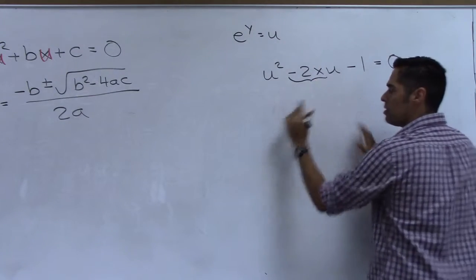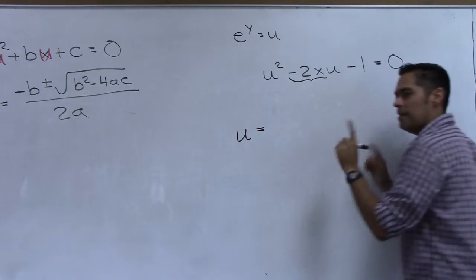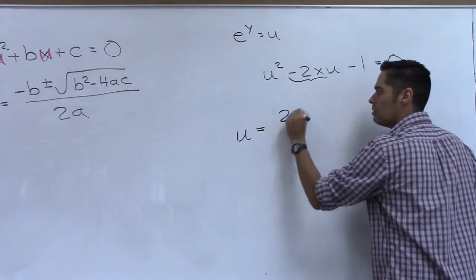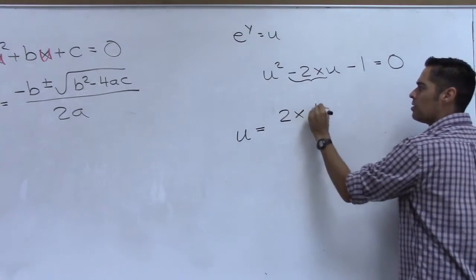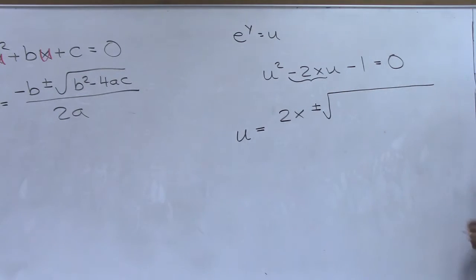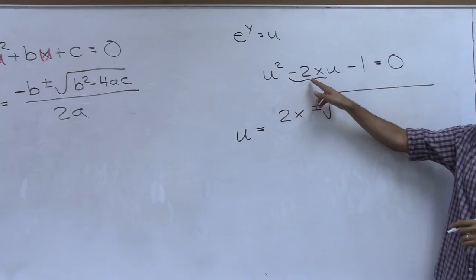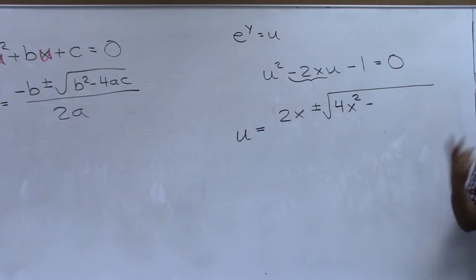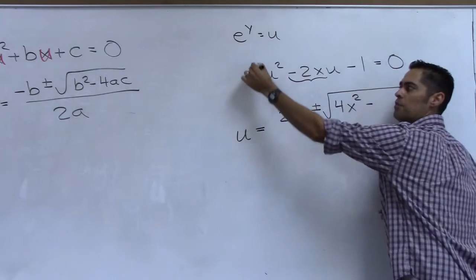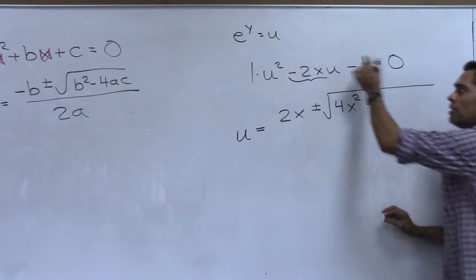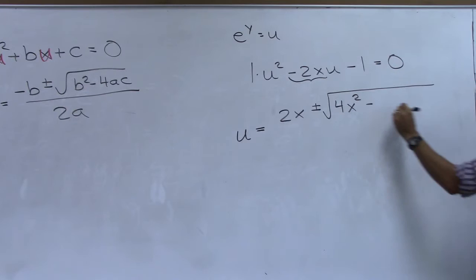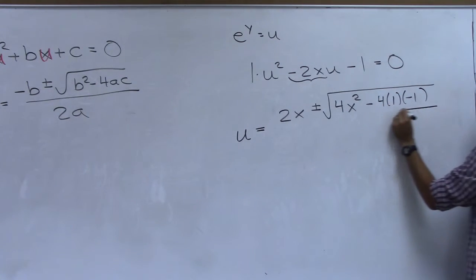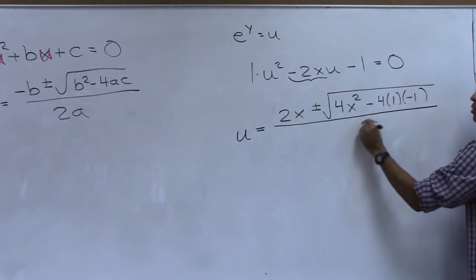So the solutions to this are negative b. What's negative b? Plus 2x, the opposite of what I see there. Plus or minus the square root of what is b squared? 4x squared. Minus what is 4 times a times c? Because a is 1, so 4 times 1 times negative 1, all over 2.